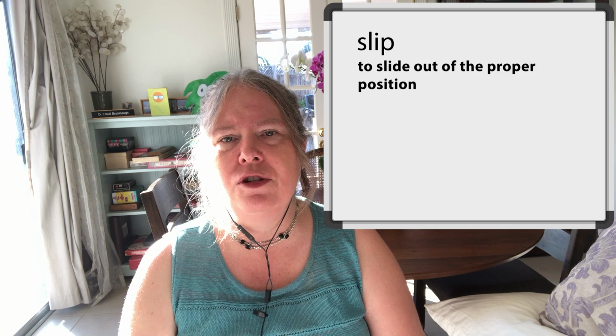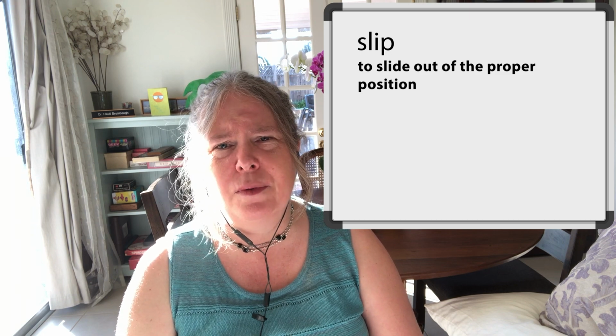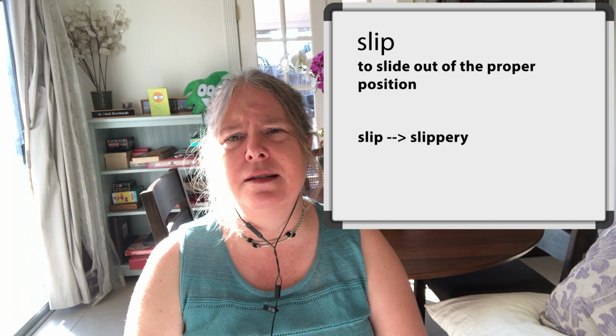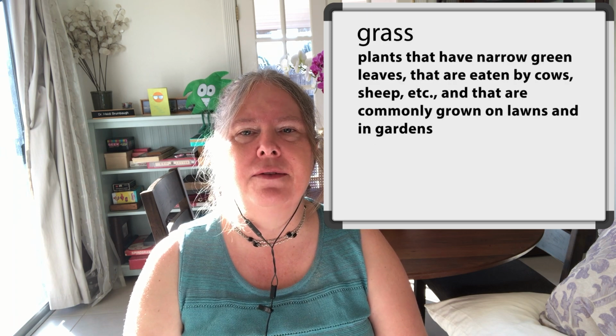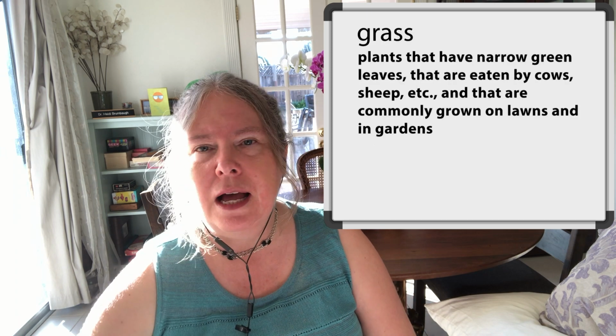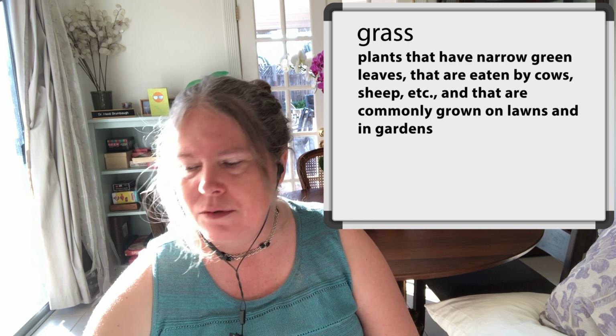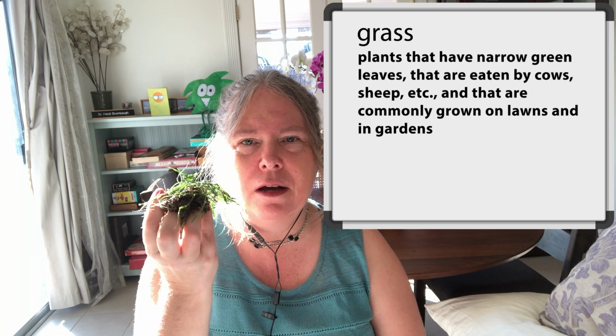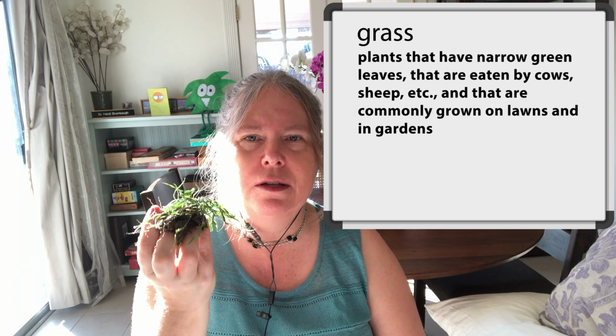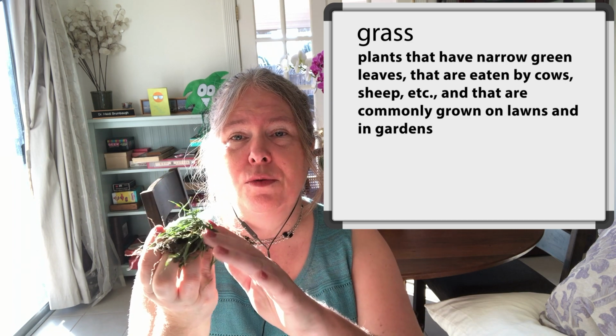Slip, to slide out of the proper position. You can make an adjective out of this word, but it's a little irregular. The adjective is slippery. Grass, plants that have narrow green leaves that are eaten by cows, sheep, etc., and that are commonly grown on lawns and in gardens. The adjective form is grassy.